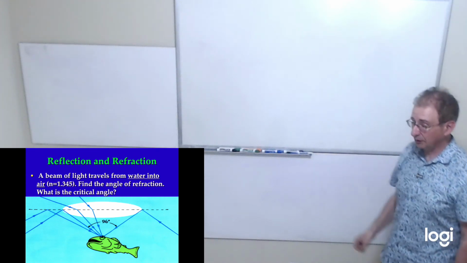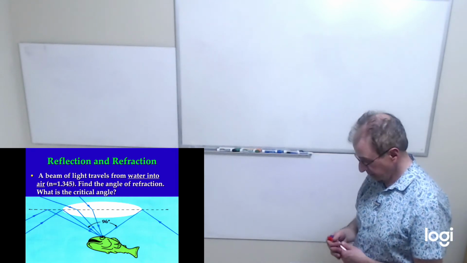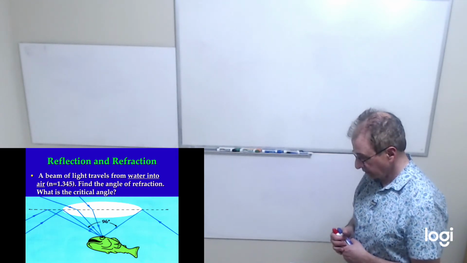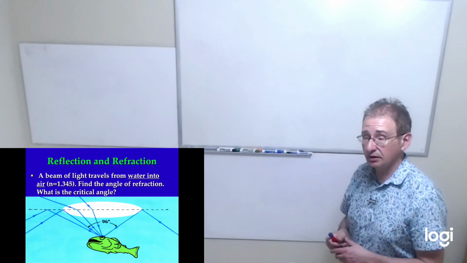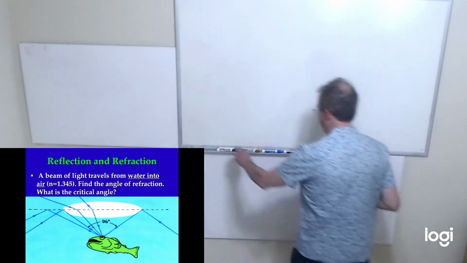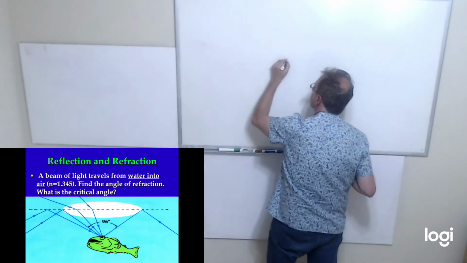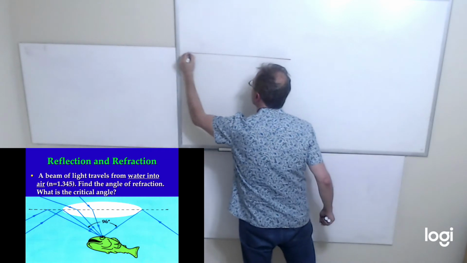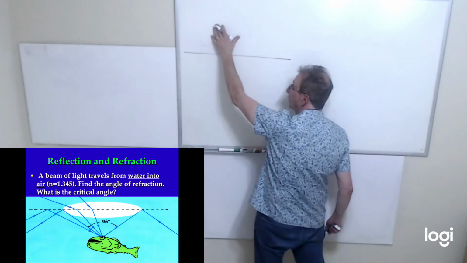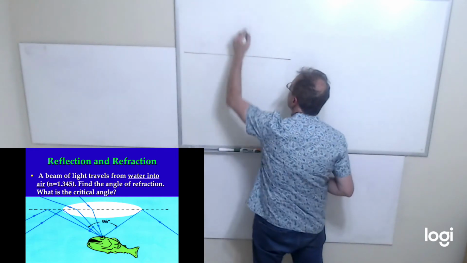Hello everybody, I want to do an example where I apply Snell's law to derive an expression for the critical angle. So let's draw a picture of the system. Imagine we have two media. The bottom one is one medium, the top one is a different medium. And I'm going to draw a normal to the surface.